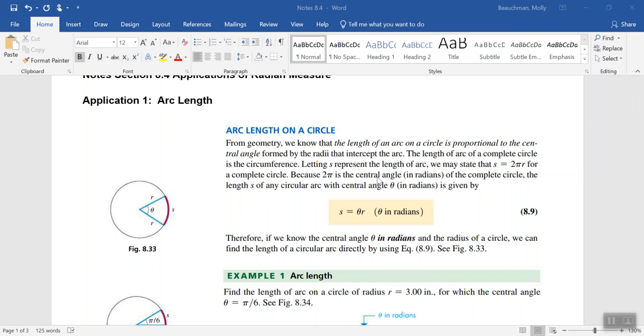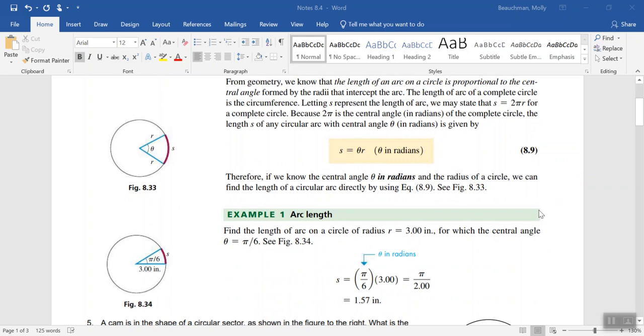And because 2 pi is the central angle in radians of the complete circle, the length s of any arc with a central angle in radians is given by s, the arc length, equals the measurement of the angle in radians times the radius. So if we know the central angle in radians and the radius of a circle, we can always find the length of a circular arc.